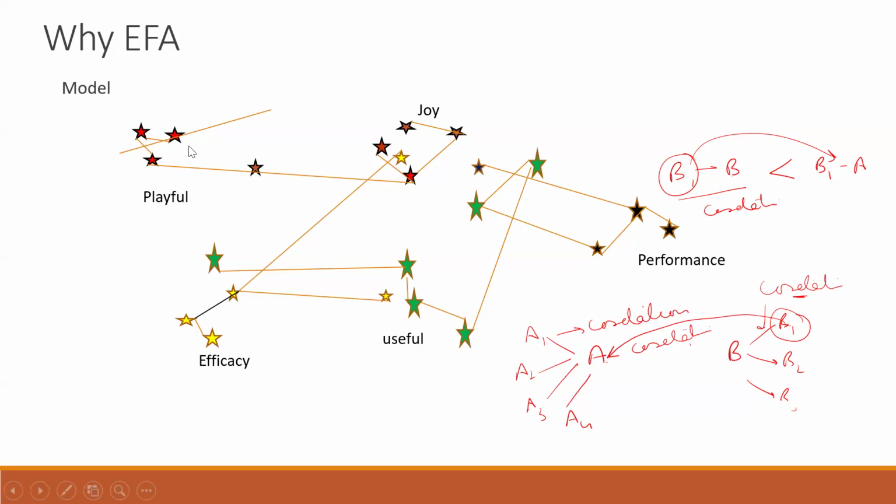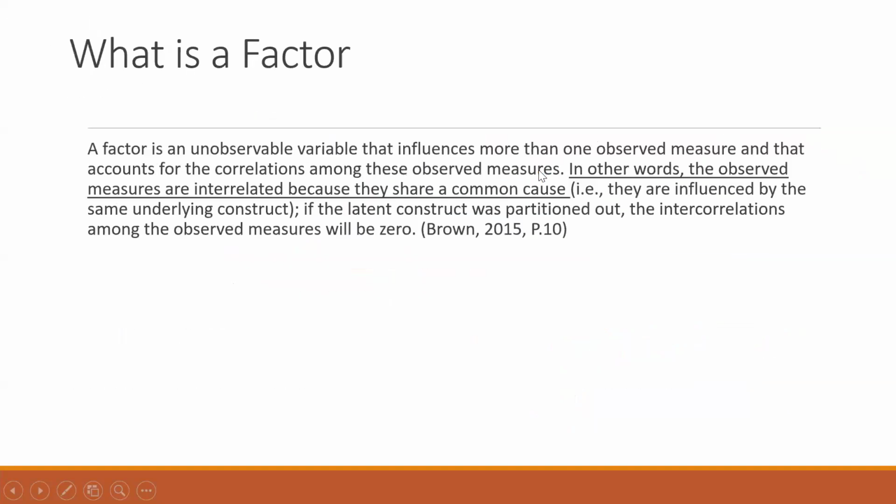Everything gets jumbled. So if this red dot, why has it gone there? Because it still has a correlation with playfulness, but it has a higher correlation with joy. So therefore, it gets up from here and moves to joy. Similarly, a green star here has a high correlation with performance. That is why it has moved into this area. But it doesn't mean that it does not have a correlation with usefulness. It has a correlation with performance, a high correlation, right?